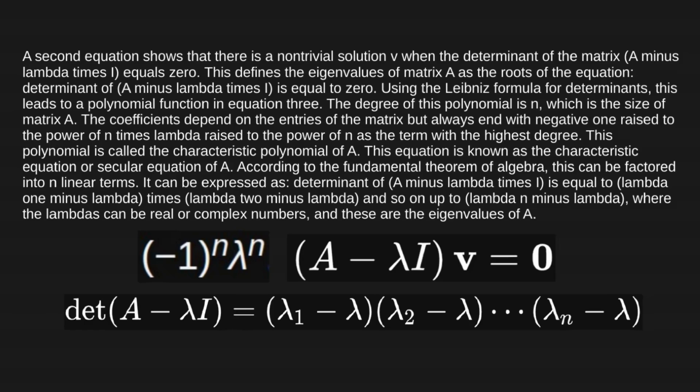According to the fundamental theorem of algebra, this can be factored into n linear terms. It can be expressed as determinant of (A - λI) equals (λ1 - λ)(λ2 - λ) and so on up to (λn - λ), where the lambdas can be real or complex numbers, and these are the eigenvalues of A.